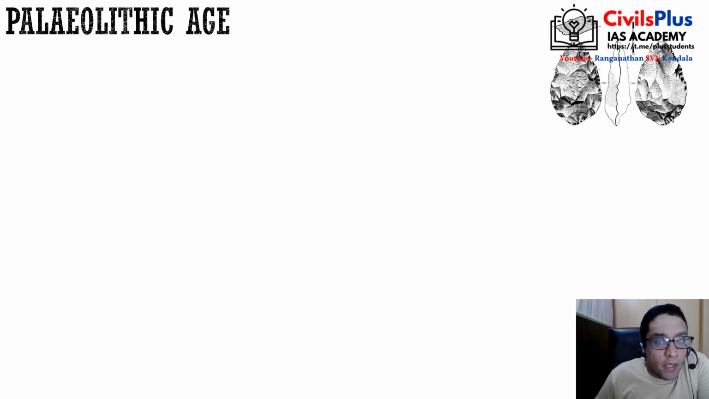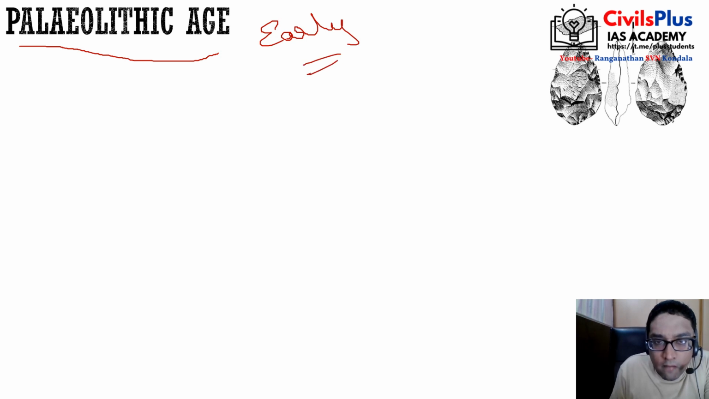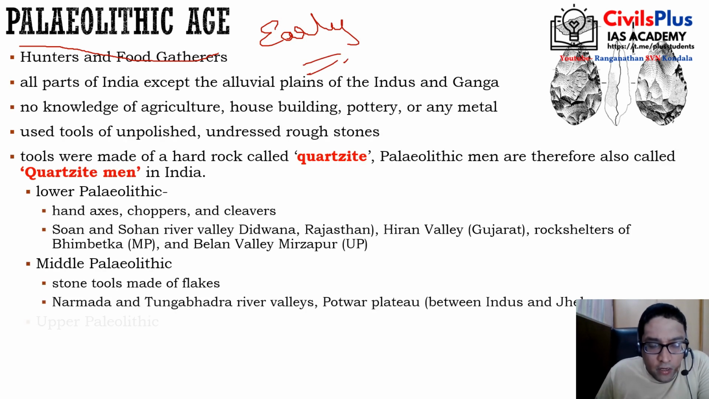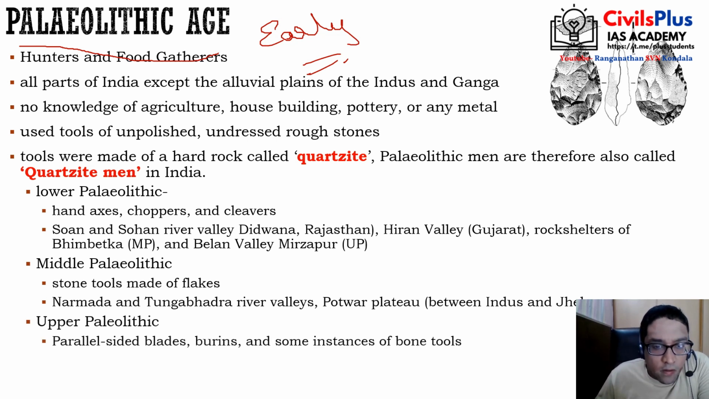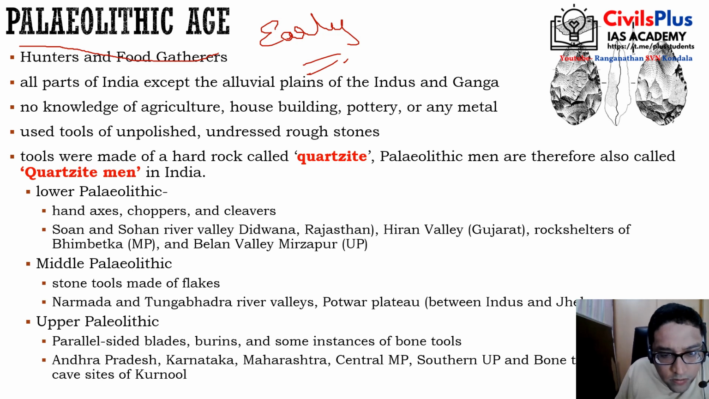What is Paleolithic? Paleo means early. Lith means stone. In the Paleolithic era, the people were simply hunter-gatherers.